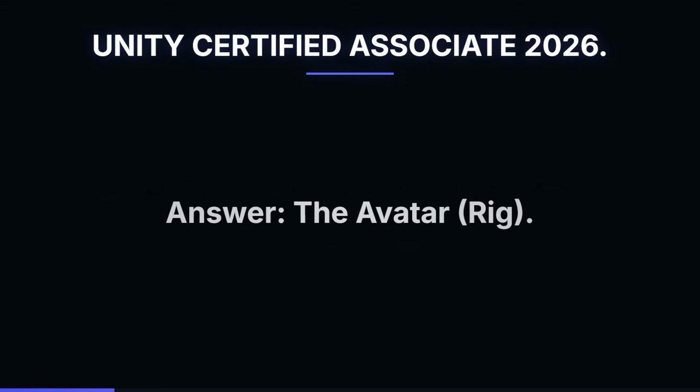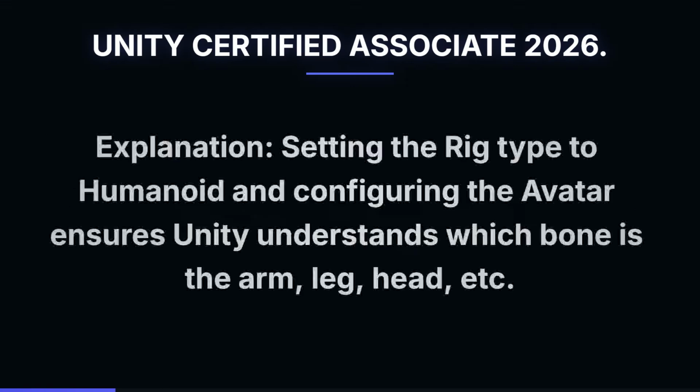12. When importing a humanoid character, what must you configure to ensure the bones map correctly? Answer: the avatar, rig. Explanation: setting the rig type to humanoid and configuring the avatar ensures Unity understands which bone is the arm, leg, head, etc.